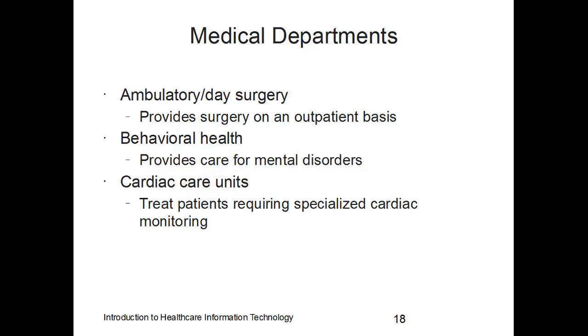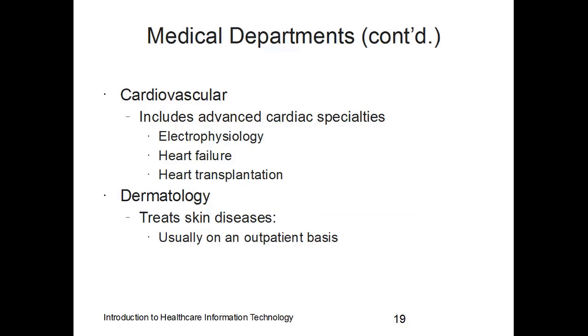All right, now we'll talk about various medical departments that you can find in a healthcare facility. The first one, ambulatory, also known as same-day surgery. This will provide surgery on an outpatient basis, usually for very minor procedures. Behavioral health, this will provide care for mental disorders. Cardiac care units, these will treat patients requiring very specialized cardiac monitoring. Cardiovascular Department, this will include advanced cardiac specialties like electrophysiology, heart failure, and heart transplantation.